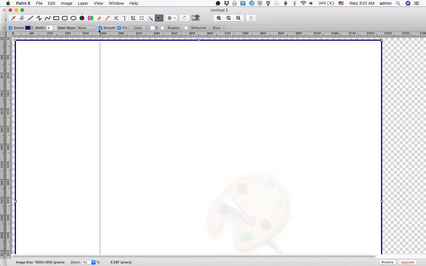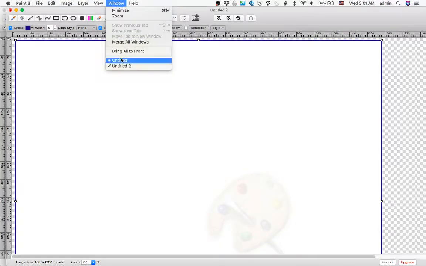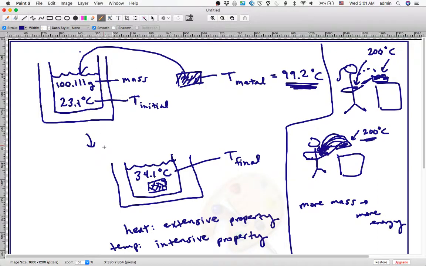So far, we have some hot metal and some water. And now what do we do next? Here's what we do next. We need to know the amount of heat that came out of the metal and that went into the water. That's what we have to do.